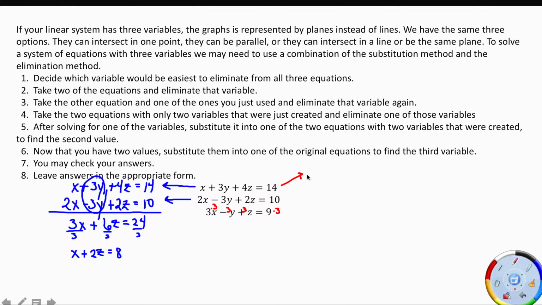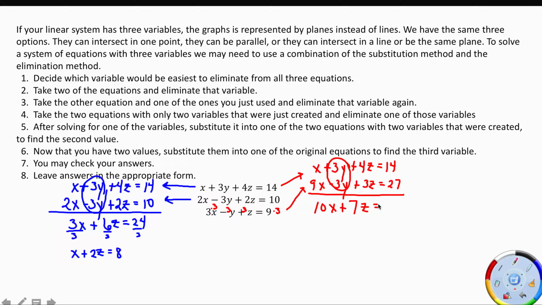That means I have x plus 3y plus 4z equals 14, and 9x minus 3y plus 3z equals 27. Don't forget to go all the way across with whatever you're multiplying by. All right, so I wind up with 10x plus 7z equals 41.